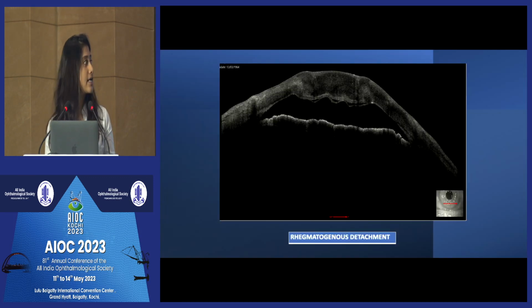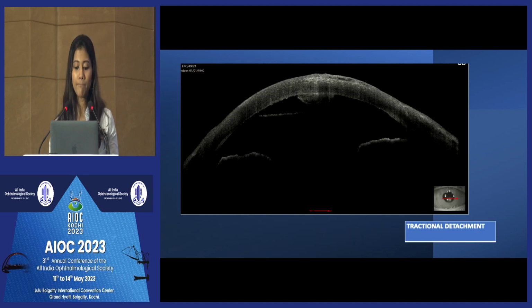So this is an example of a rhegmatogenous detachment. Usually in the rhegmatogenous detachment, there is separation from the posterior stroma and there is free floating of the DM in the anterior chamber. This is an example of a tractional detachment. In a tractional detachment, either end of the DM is still attached to the posterior stroma and the DM presents as a taut membrane.